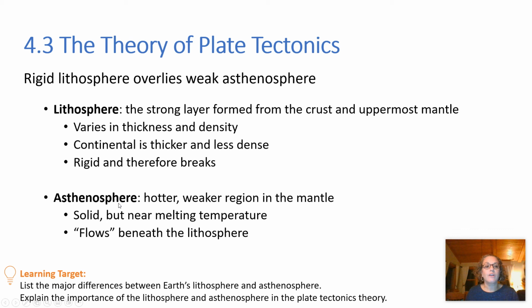When we say a rigid lithosphere, that means it's not going to bend. It breaks. It doesn't bend. It varies in thickness. You should know that the continental crust is thicker and less dense compared to the ocean. And again, it breaks. That's what rigid means here. The asthenosphere is the layer underneath. It's hotter. It's a weaker region of the mantle. So even though it's solid, it's near its melting temperature and it will flow, kind of like a plastic flow beneath the lithosphere.